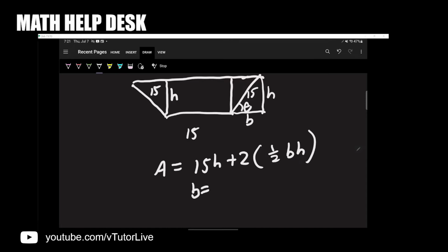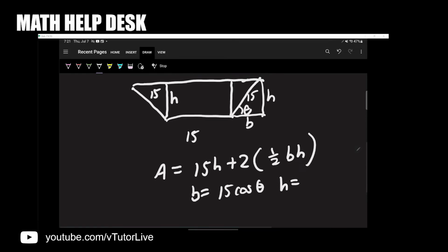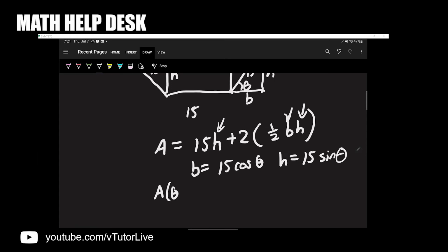So let me just quickly go through and figure out how to write h and b in terms of theta. So base is just going to look like 15 cosine theta, whereas h is going to look like, well, I think it's just 15 sine theta, right? This is just regular trigonometry. If this isn't clear to you, then go revisit some SOHCAHTOA rules and your basic trigonometry. But once you get to this point, you can imagine just plugging in for the values of h and b here, and you should be able to express area as a function of theta.